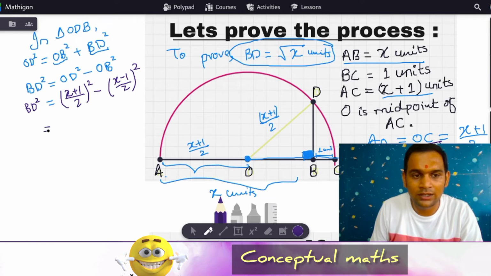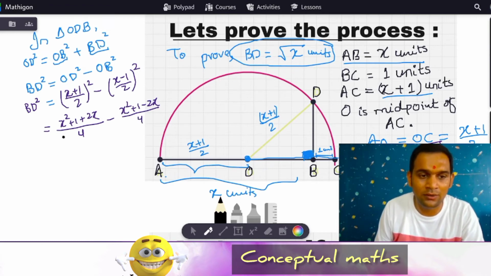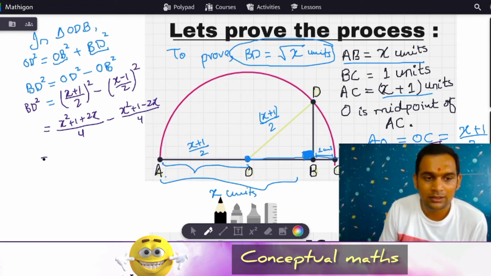Now we will solve only the right hand side. We will keep BD square as it is. So (x plus 1) whole square, the numerator becomes x square plus 1 plus 2x, divided by 2 square, which is 4, minus (x minus 1) whole square, which becomes x square plus 1 minus 2x, also divided by 4. Now as the denominator is already the same, can I further operate on the numerator only? So this becomes x square plus 1 plus 2x, my dear friends.